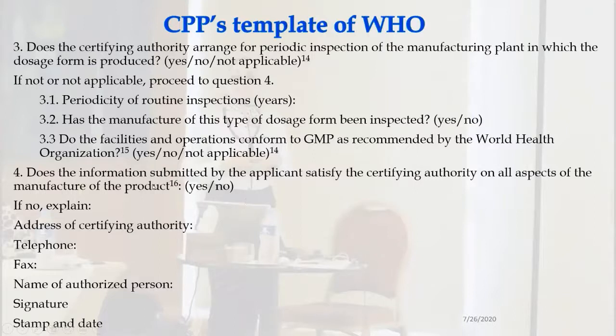As well, we have to specify why we are asking for this CPP. It will be for sure for exporting purposes, but we have to specify if there is any additional information. Then the CPP will be filled and confirmed and signed by the health authority of the country of origin. They will specify the address of the health authority, the telephone and fax number, and the name of the authorized person who will sign the CPP, and his signature and date. It's common that the validity of the CPP is 1 year.